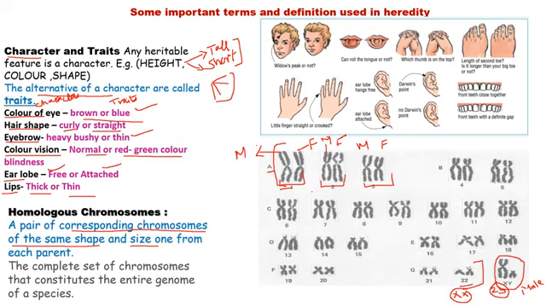Now regarding the sex, X and Y, this is the last set of the chromosome, which is a reproductive chromosome responsible for the sex of a person, whether she is a male or a female, or whether he is a male or female, whatever is the sex, right? So the complete set of chromosomes that constitute the entire genome of a species. This is what is the entire genome.